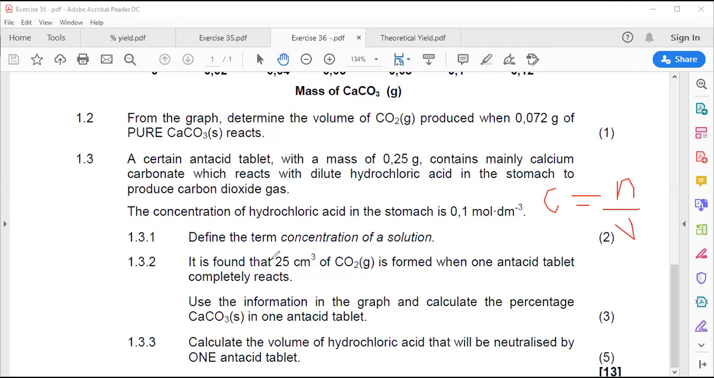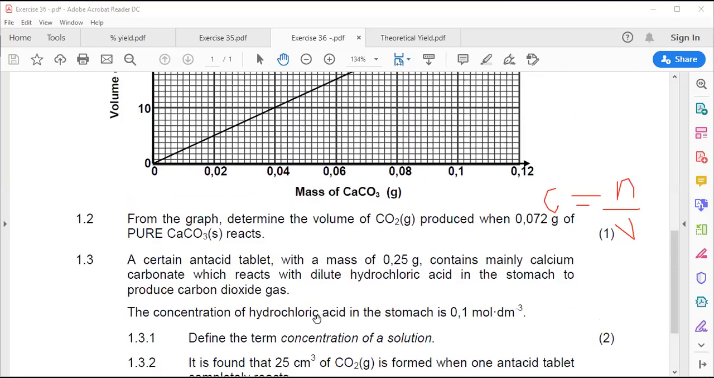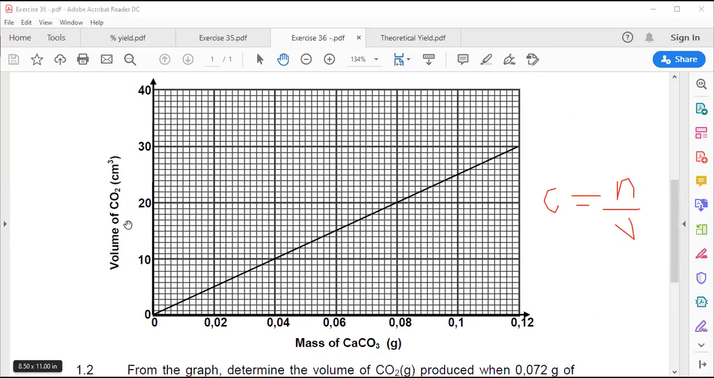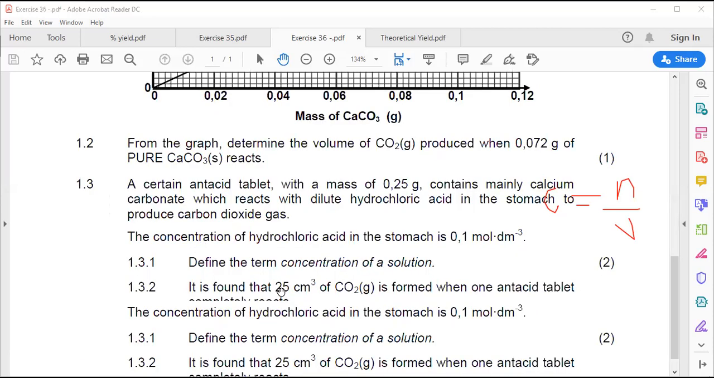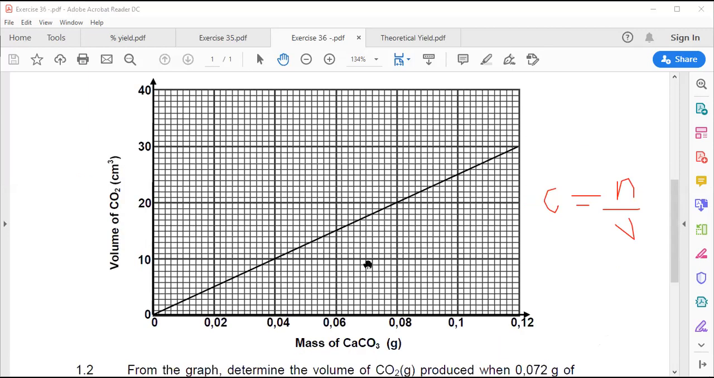We are told how much. It is found that 25 cubic centimeter of carbon dioxide is formed as a result of using only one tablet. Then the question says use the information in the graph to calculate the percentage. So you go to your graph and check. On the graph, what do we have? We have volume and we have mass. So if we have volume, we can get the mass of calcium carbonate, and if you have mass of calcium carbonate, you can get the volume. So you go to 25. We are given 25, so you go to your 25 here and check using your graph.